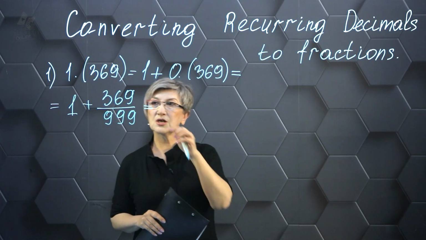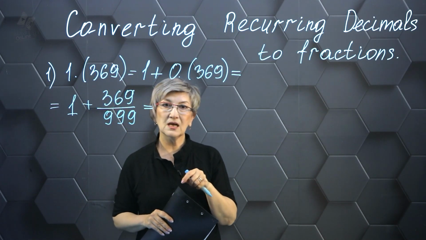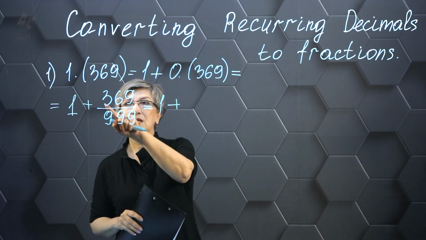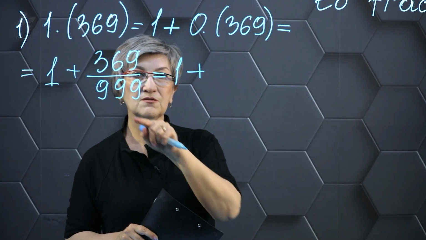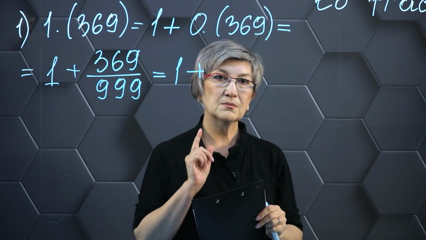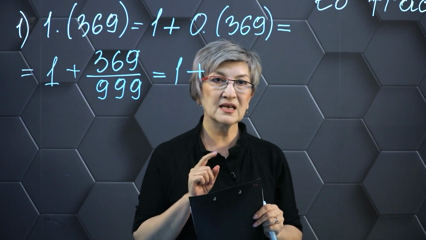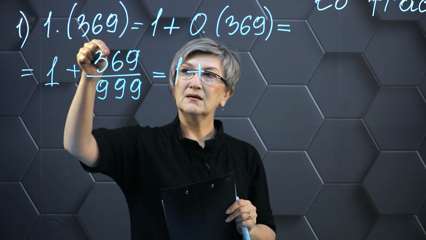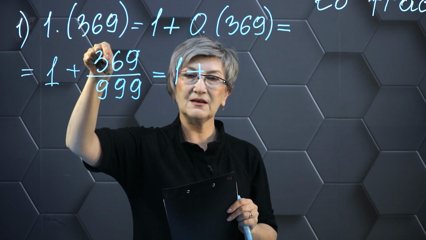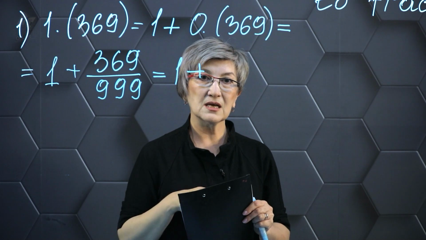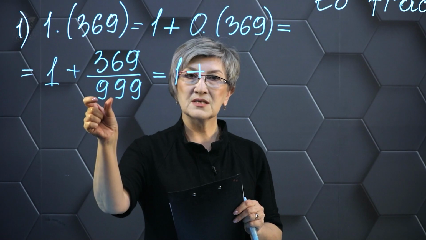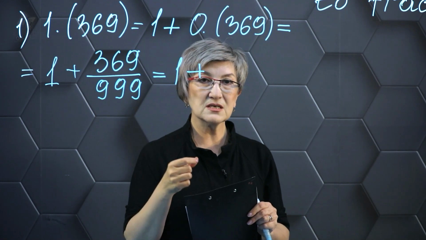So the denominator is 999. When solving this example, first divide the numerator and denominator by the same number. The result is 1 plus 369 over 999. These two numbers can be divided by 9. Why? Let's remember the signs of divisibility. If I add the digits in the numerator, 3 plus 6 is 9, 9 plus 9 is 18, and 18 is divisible by 9. At the same time, in the denominator, 9 plus 9 plus 9 is 27.